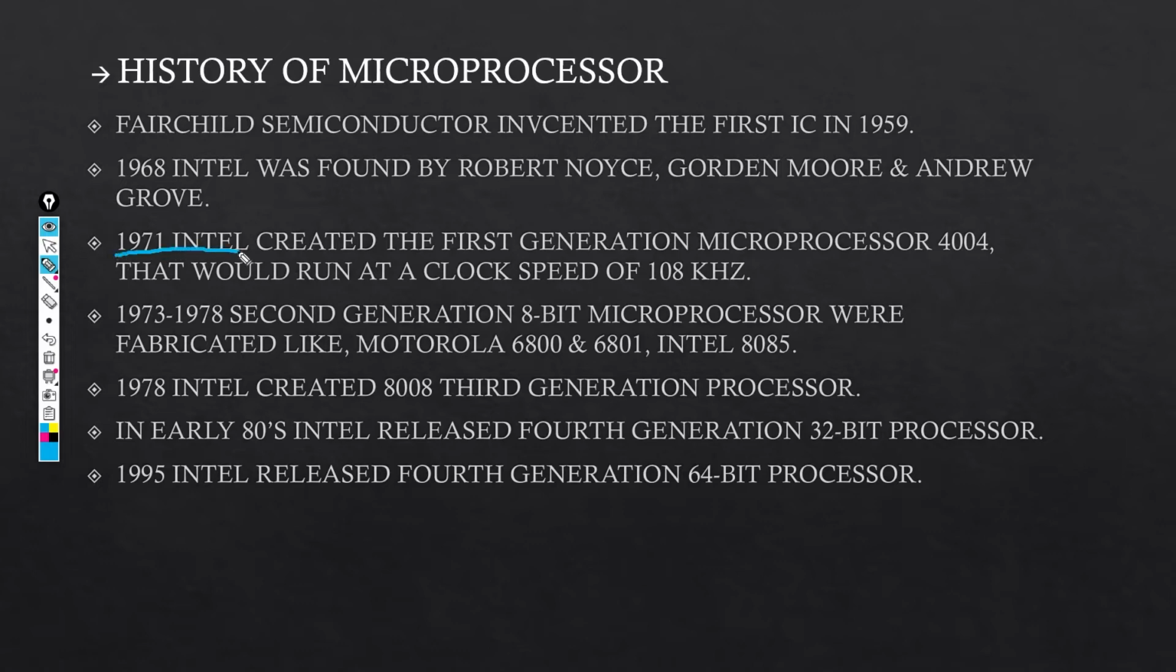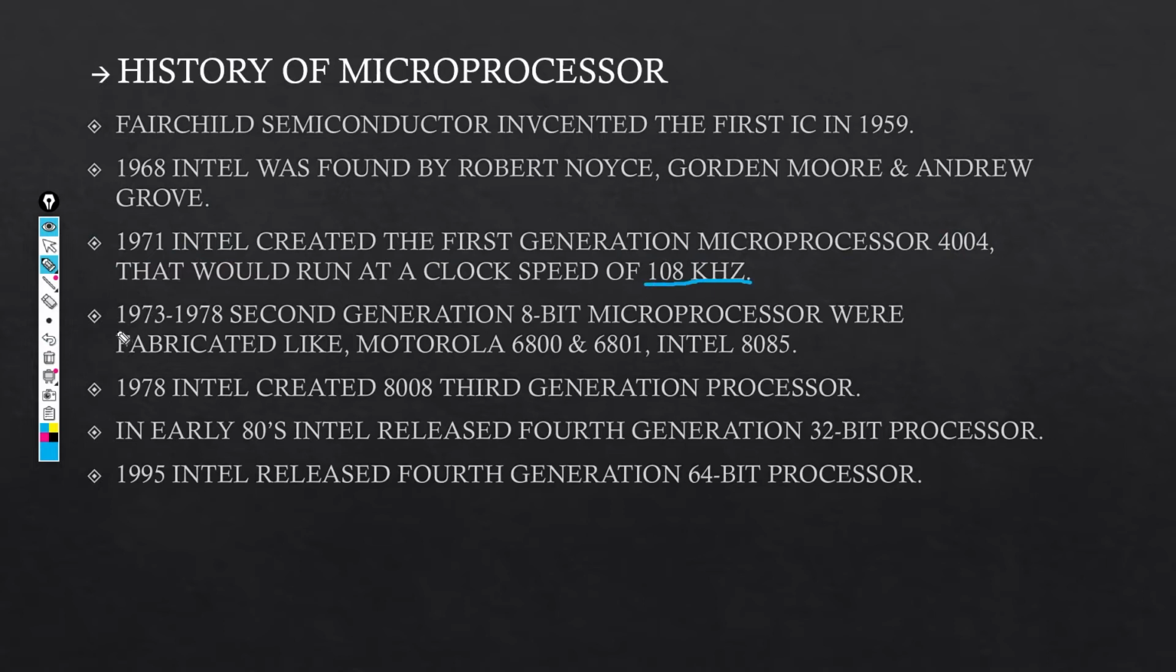In 1971, Intel created the first generation microprocessor, the 4004. So if a question arises what is the name of the first microprocessor ever invented, it is the 4004, which was invented by Intel in 1971. Its clock speed was 108 kilohertz.